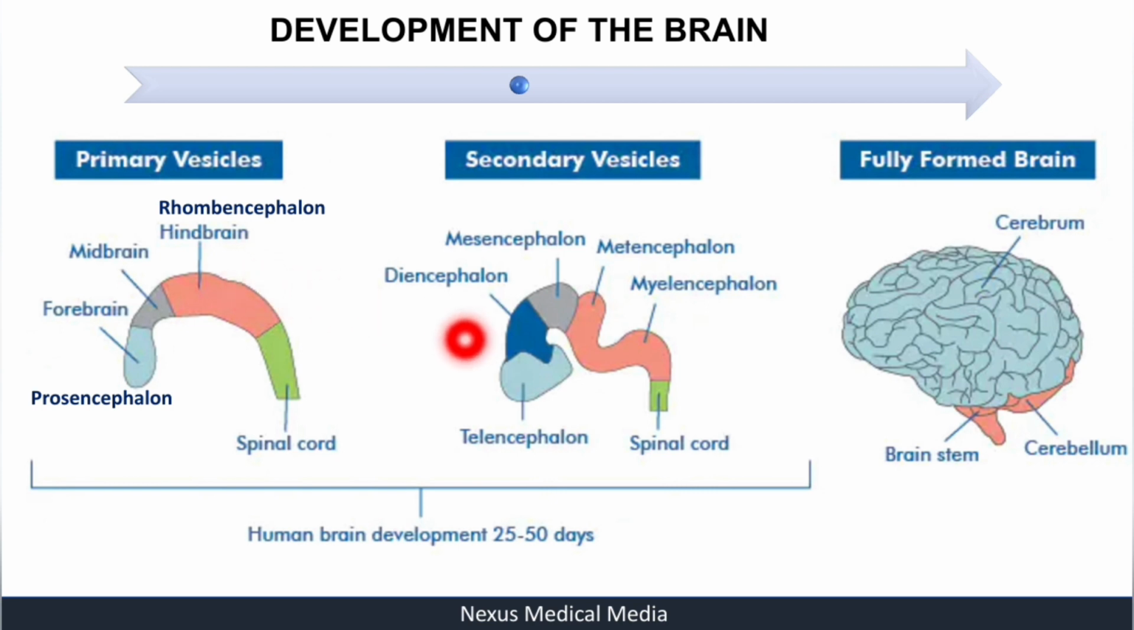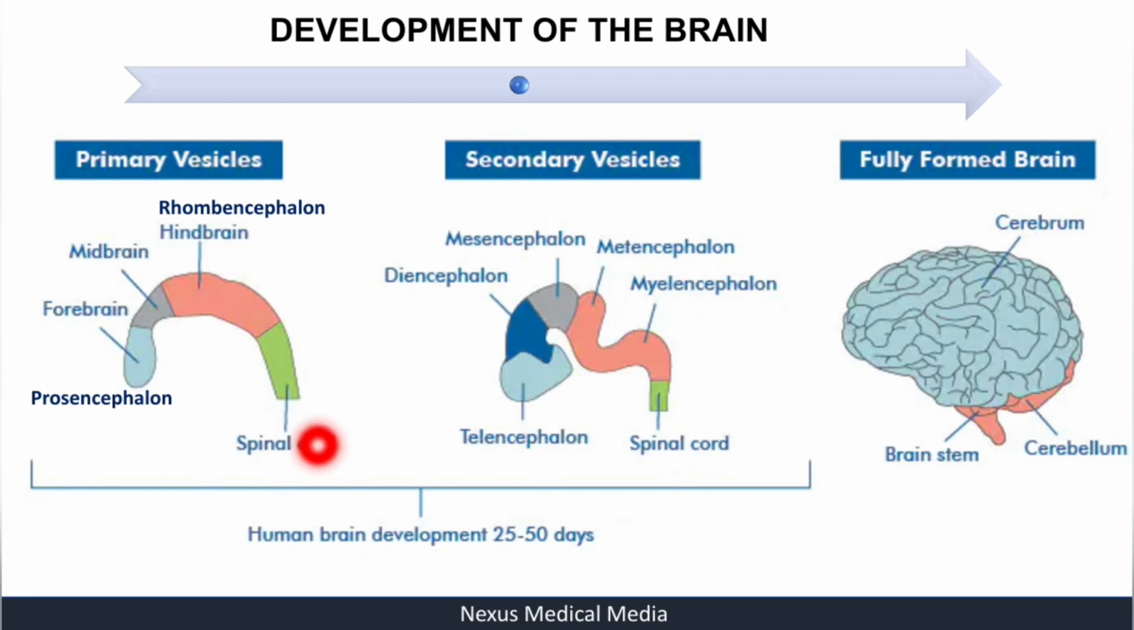And the secondary vesicles, here is the thing, right? So the forebrain or the prosencephalon will split into two, and the rhombencephalon will split into two, right? And the midbrain will remain like that. So here on the secondary vesicles, you find the telencephalon and the diencephalon. They come from the prosencephalon. The mesencephalon will remain the same. Oh my God, forgive my tongue. Mesencephalon remains the same. And then the rhombencephalon will form the metencephalon and myelencephalon.